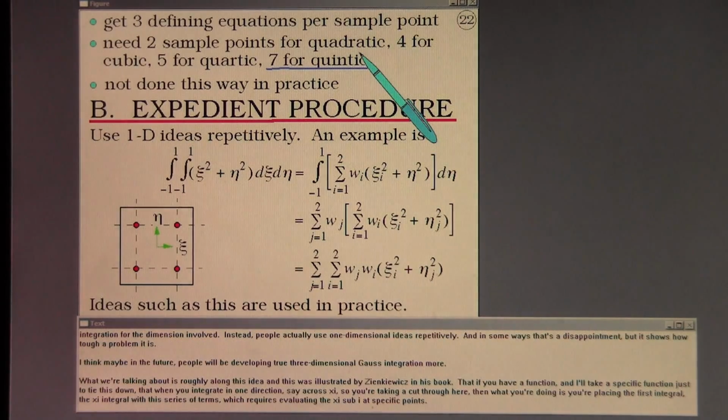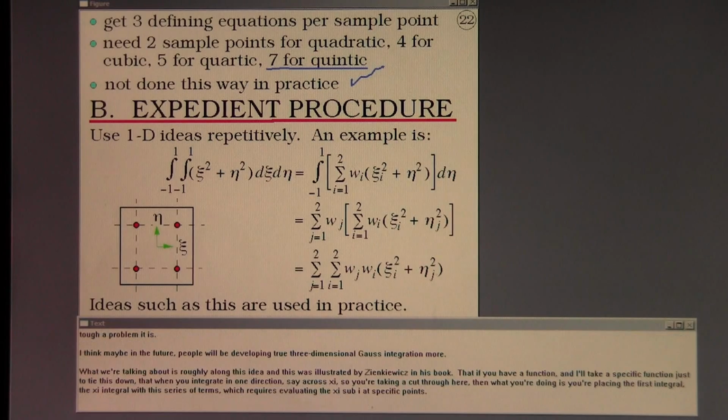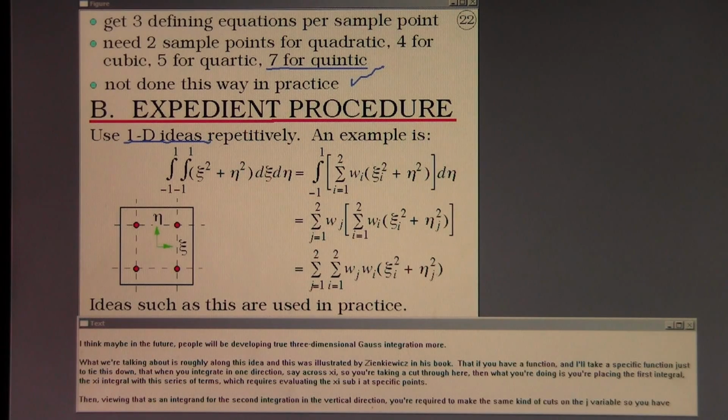But you know, this really isn't done in practice by using consistent Gauss integration for the dimension involved. Instead, people actually use one-dimensional ideas repetitively. And in some ways that's a disappointment, but it shows how tough a problem it is. I think maybe in the future people will be developing true 3-dimensional Gauss integration more.